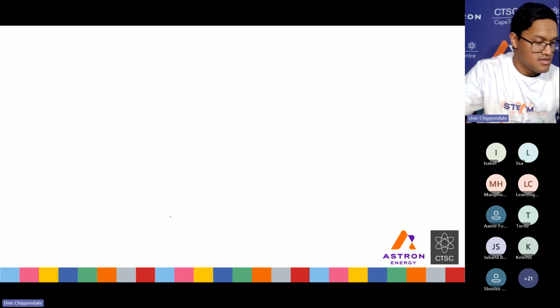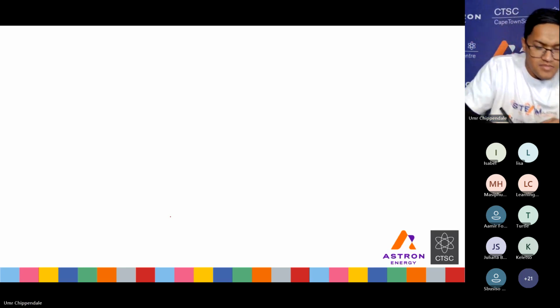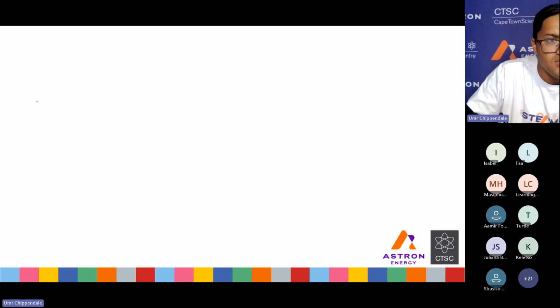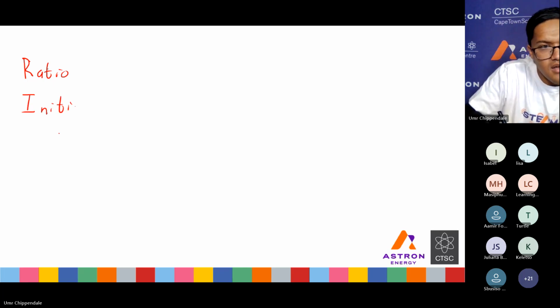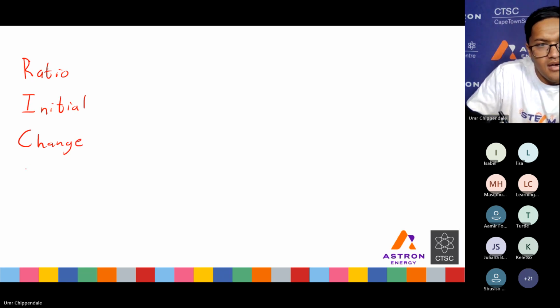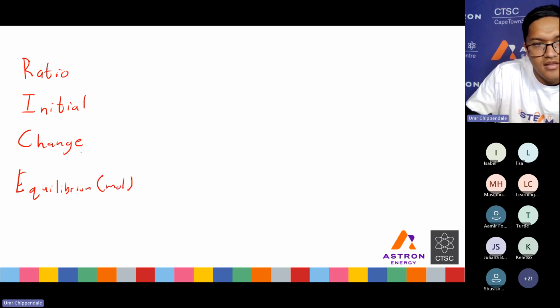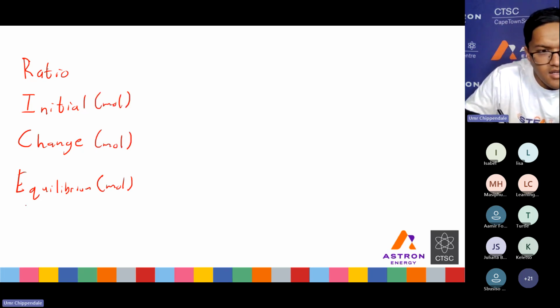Okay, we're now going to write down what we have, and that's going to be worth 8 marks. The first thing we're going to do is, you guys are probably used to these tables by now, we'll use our RICE table: R, ratio, initial, change, E, equilibrium. But this is in moles, this is in moles, and this is in moles. And then finally, you end up with another equilibrium.